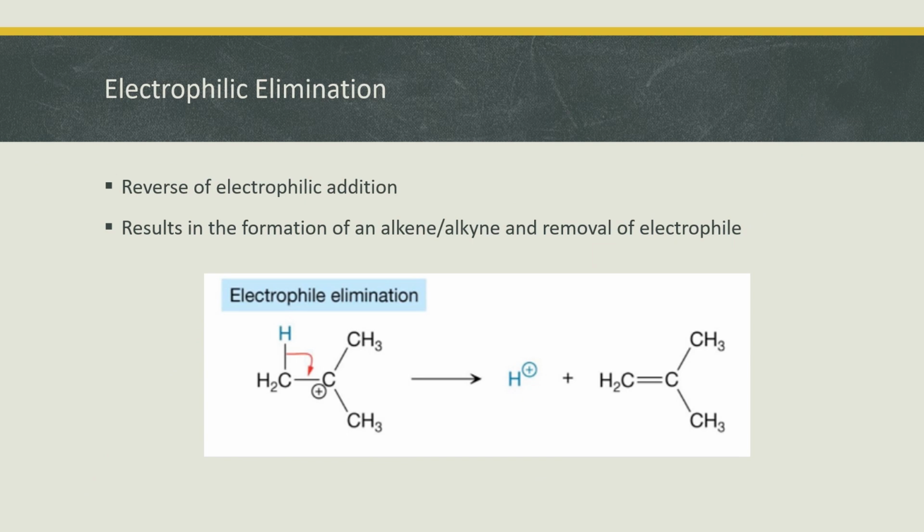So electrophilic elimination is going to be the reverse reaction of electrophilic addition. It's basically what pairs with electrophilic addition as one of the pairs in the 10 elementary steps. And electrophilic elimination results in the formation of an alkene or alkyne and the removal of the electrophile.